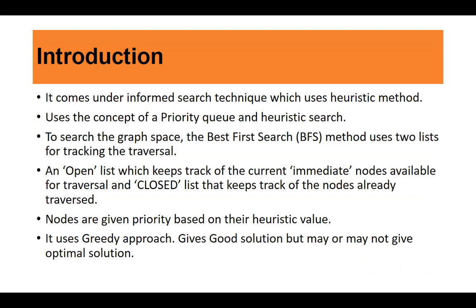It comes under informed search techniques, which use heuristic methods. You can go through my previous video, which talks about heuristics. It uses the concept of a priority queue and heuristic search. To search the graph space, the best first search method uses two lists for tracking the traversal. The first one is the open list, which keeps track of the current nodes available for traversing, and the closed list keeps track of the nodes which are already traversed. Nodes are given priority based on their heuristic value. That is why we are using a priority queue.